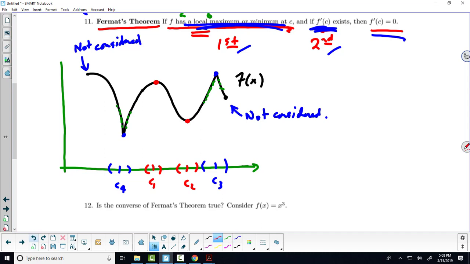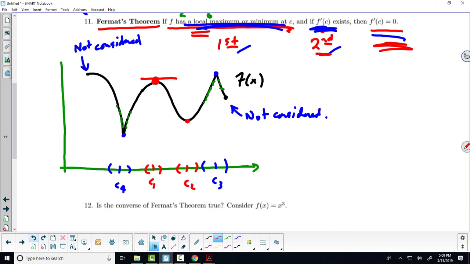At c1, we do indeed have a local, in this case, maximum. And does the derivative exist at c1? Yes. Notice this function is nice and smooth around c1, so we can take the appropriate limit that we need to calculate the derivative. So f prime of c does exist. So what is the big conclusion of Fermat's theorem? At that point, the derivative must be 0. Well, we look at the graph, and sure enough, it is.